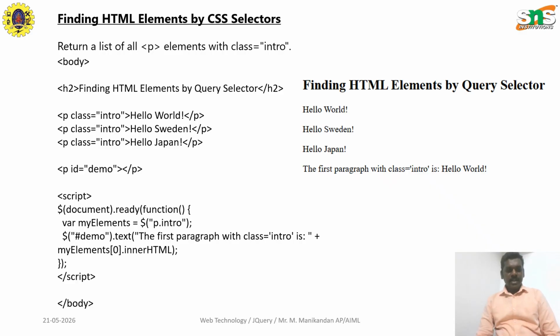It will be called, same as the previous one, displaying the first P tag content inside the demo tag. So here we have the same output using CSS selectors.